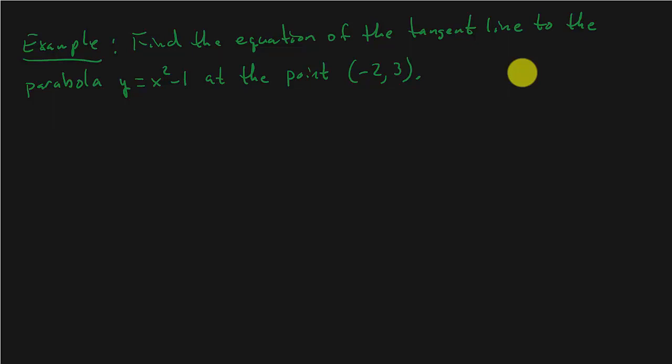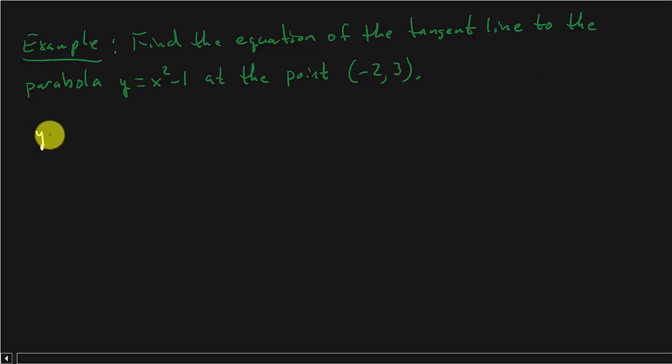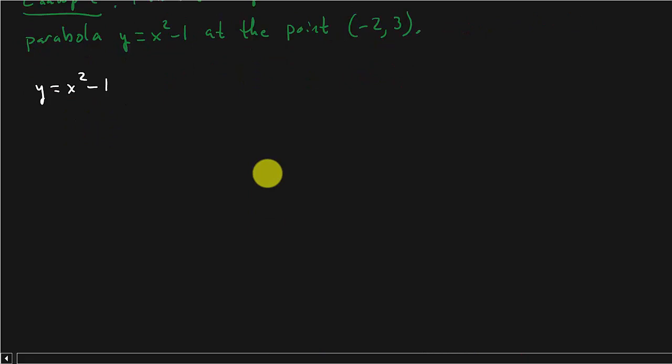Find the equation of the tangent line to the parabola y equals x squared minus 1 at the point negative 2, 3. Let's write the problem down. It says find the derivative. What's the derivative? y prime is 2x, the derivative of x squared minus 1.